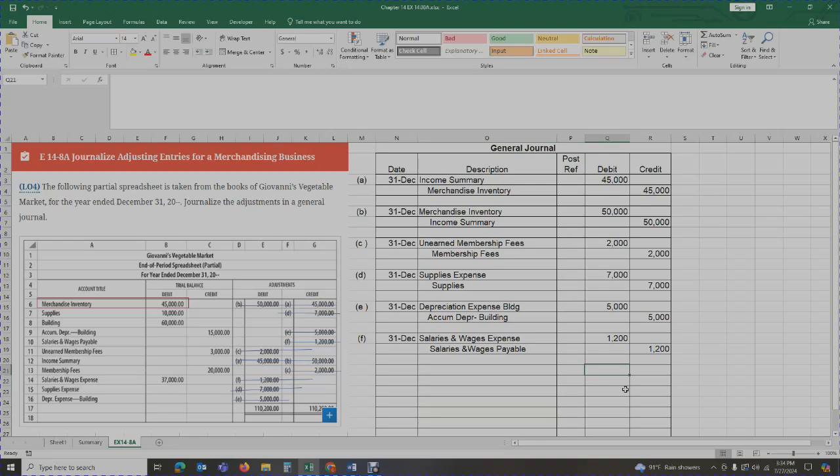Now remember, debits must always equal credits. So I'm just going to make a quick check here because I want to make sure that I am in balance. And I am, 110,200 for both. So I am good. Make sure that you remember to always ensure that your debits equal your credits. Debits always go on top, credits follow when you're doing your journal entries. So that is basically it for this particular problem, exercise 14A.